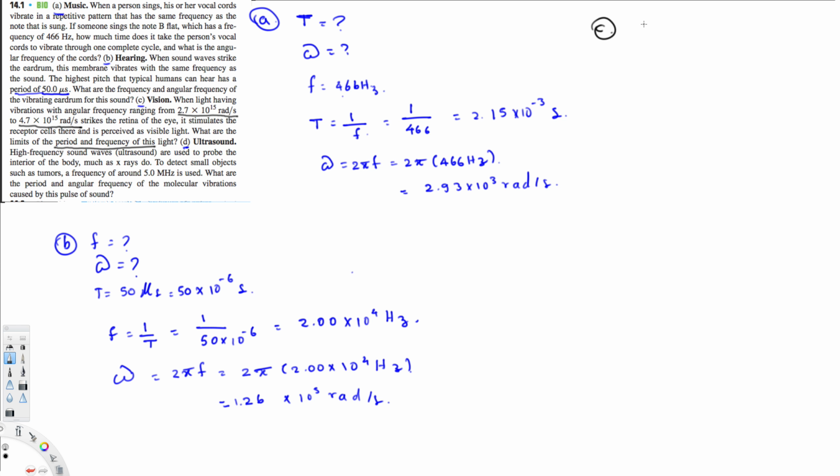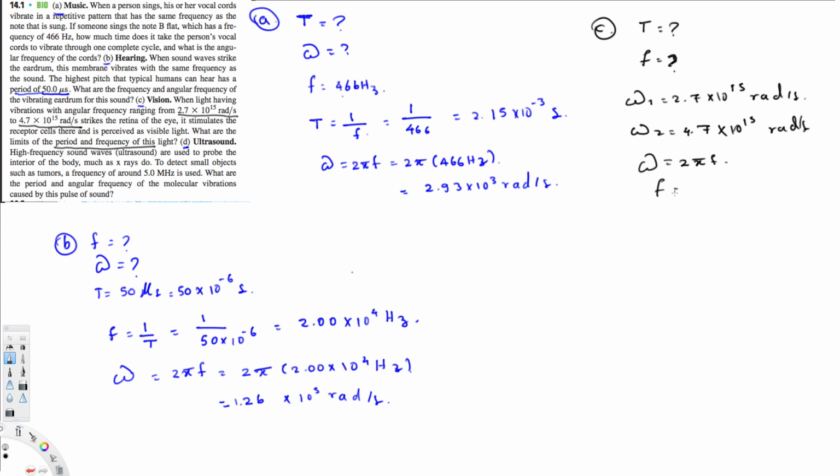So we have to find the period and the frequency, and they have given omega. Let's say omega 1 is 2.7 times 10 to the power of 15 radians per second, and let's say omega 2 is equal to 4.7 times 10 to the power of 15 radians per second. We have to find the period. We can find the f because we know that omega is equal to 2πf.